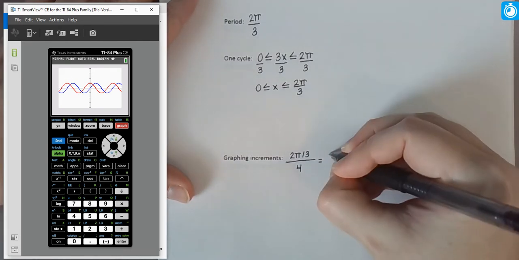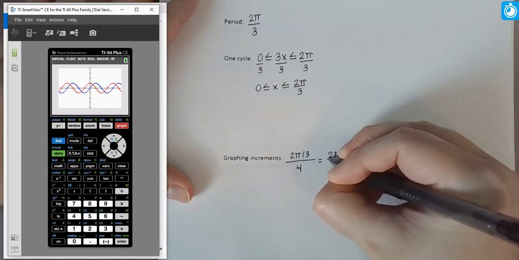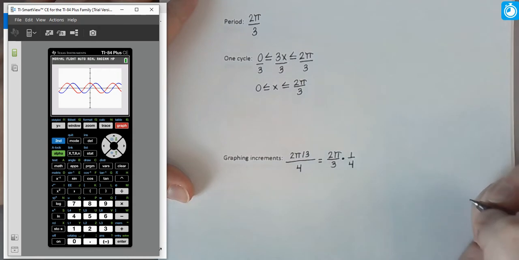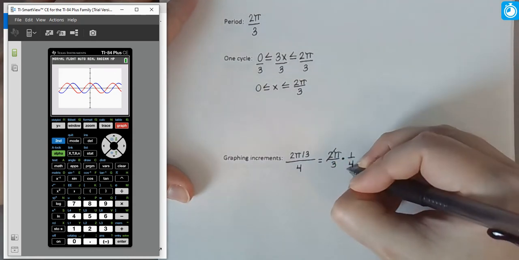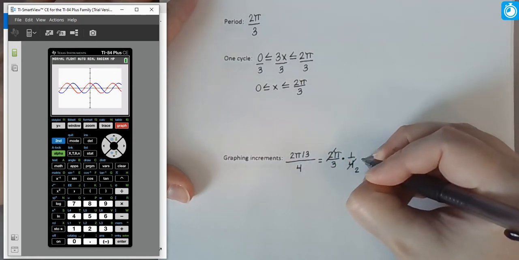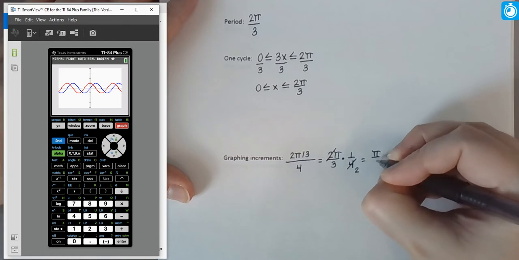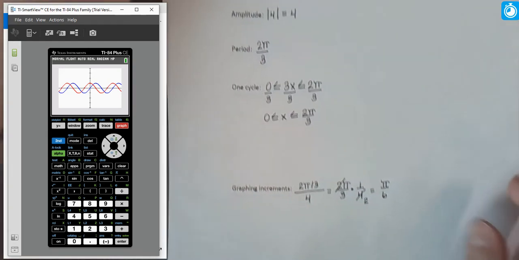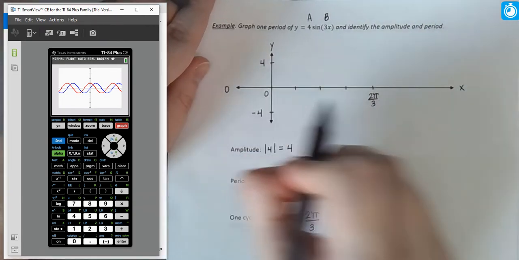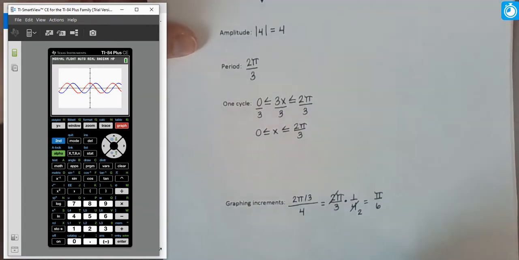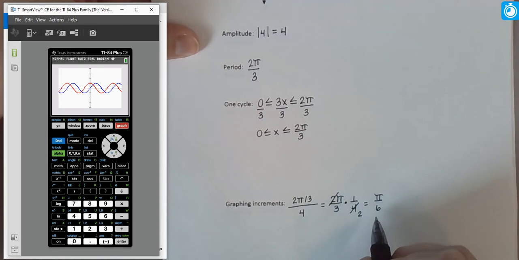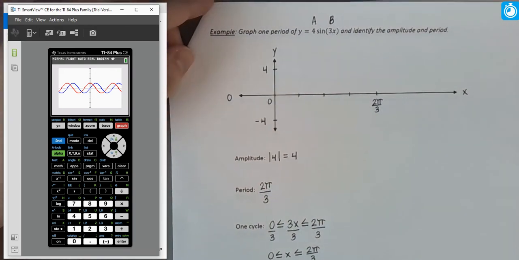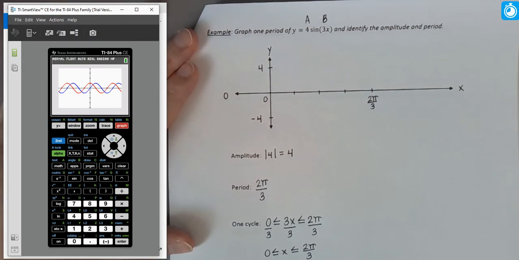So let's figure out what that's going to be. So that's going to be 2 pi over 3 times 1/4. I have that common factor of 2. I can divide that out. So that's going to be pi over 6. So as we travel from the beginning of our cycle to the end of our cycle, we're moving by pi over 6 units at a time. So each increment is pi over 6 units from the previous one.